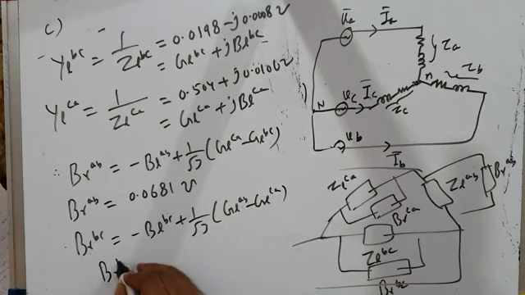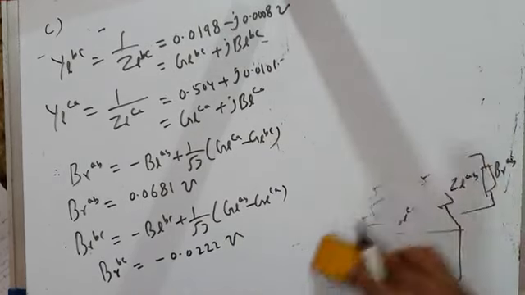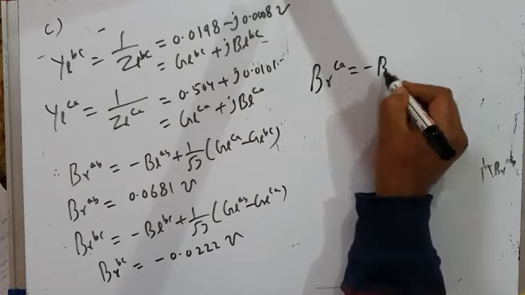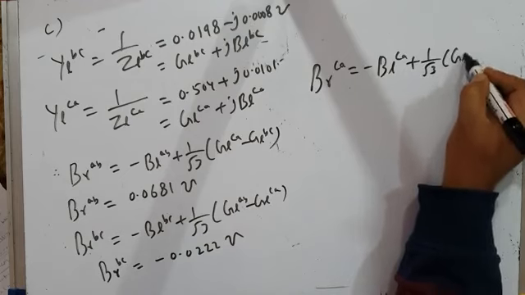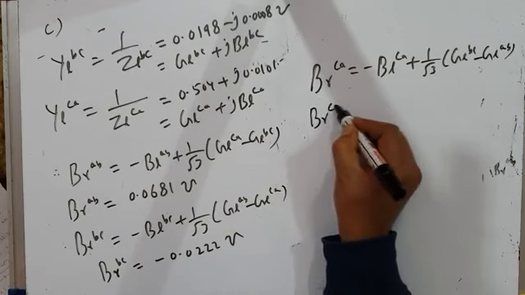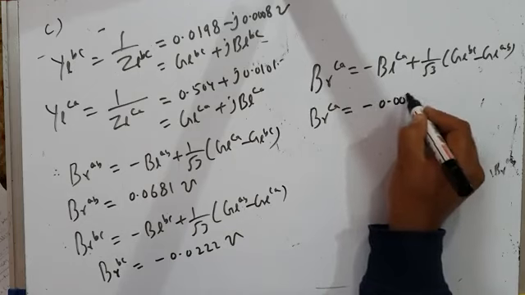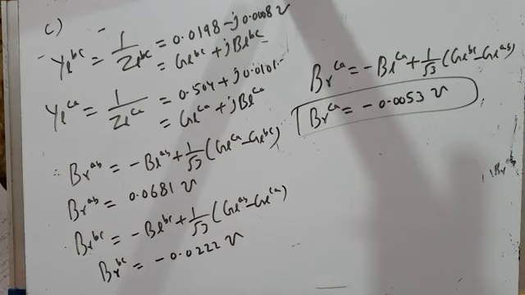After substitution, B gamma BC comes out to be minus 0.0222 mho. And similarly, you can find B gamma CA, that is minus BLCA plus 1 by root 3 times (GLBC minus GLAB), and I have calculated it as, use your calculators, verify the figure, minus 0.0053 mho. तो ये मेरा कंपनसेटर डिज़ाइन हो गया.